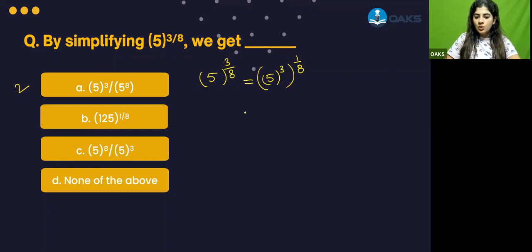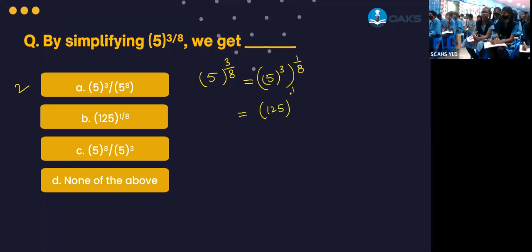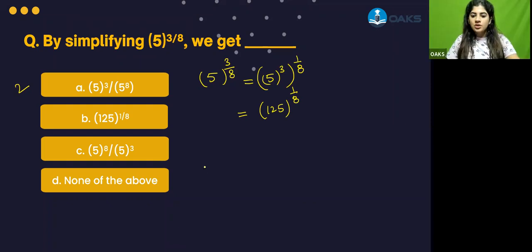Okay. So, can I write this thing as 125 raised to the power 1 by 8? Is this right? Yes, ma'am. Okay. So these options are a little bit confusing. That's why I put these options. Okay, so 5 raised to power something does not mean that we have to go in the denominator. If the power is minus something, minus 3 by 8, then we are going into the denominator. Not in any case here, it's simple.